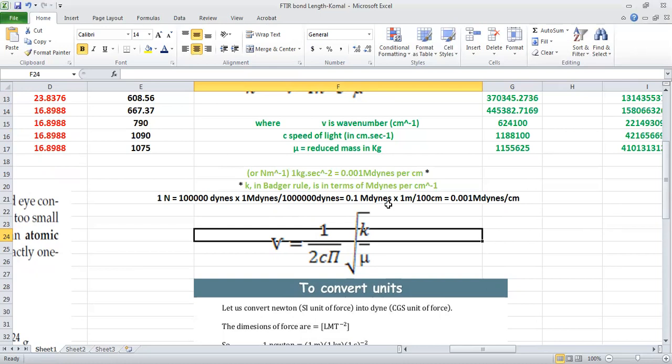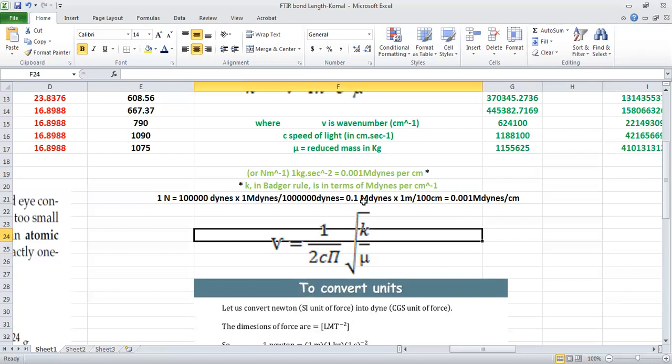Now your answer is per meter, and you have to convert it into per centimeter. So 1 meter is equal to 100 centimeter. Again, meter is cancelled out. This is in the numerator, and this is in the denominator. What is left? Centimeter is left. So megadynes per centimeter is your answer.